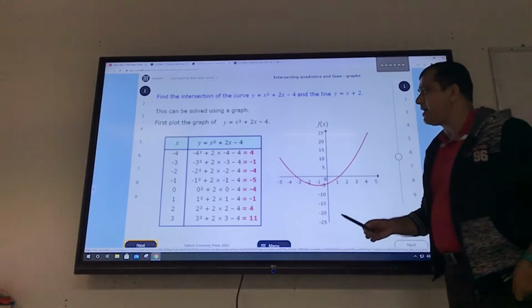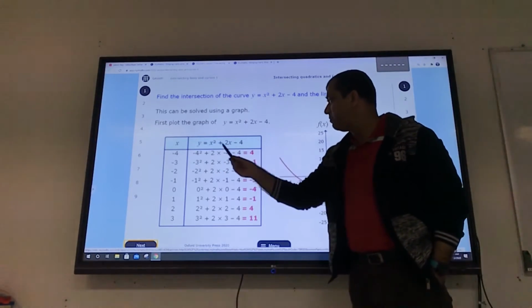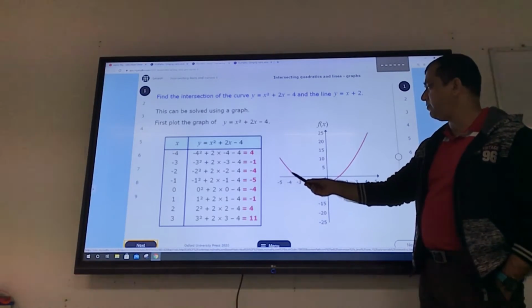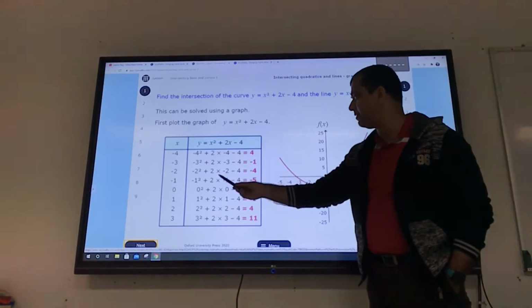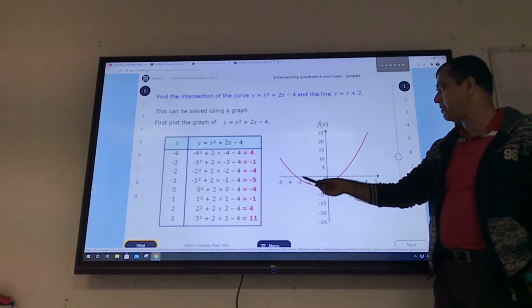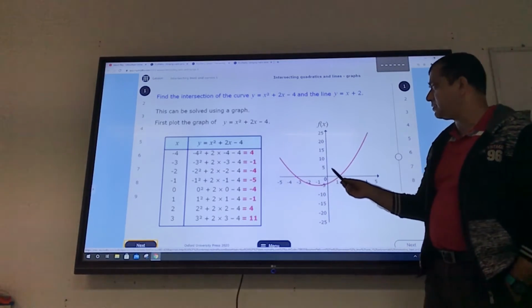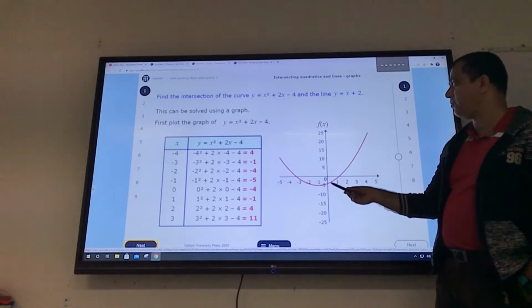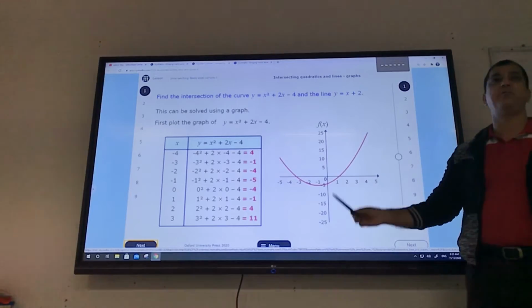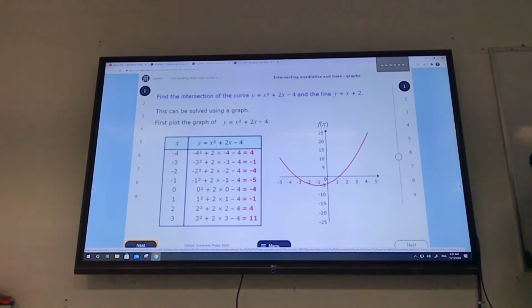Now when you plot these points, like x is -4, y is 4, this point, and likewise x is -3, y is -1, this one down. When x is 0, y is -4. So this is a parabola. You know that when we draw the graph of a quadratic function, the curve is called a parabola.